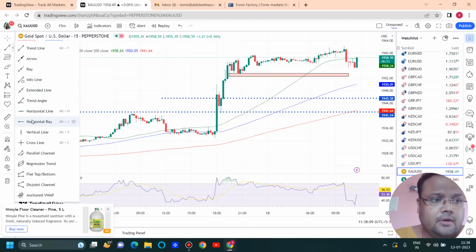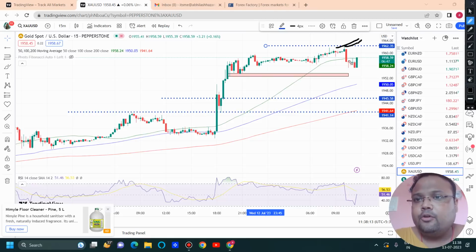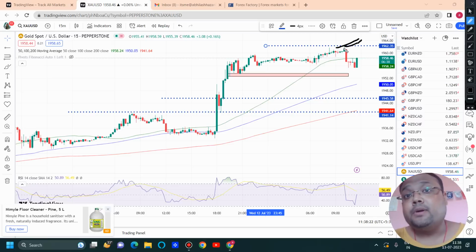And if gold breaks the high of 1962, we can consider it as a trend continuation. Then again you can look for a buy position above this level, but yes, with proper risk management.